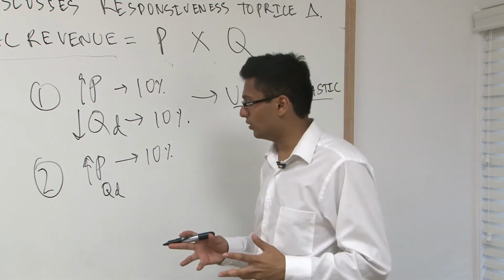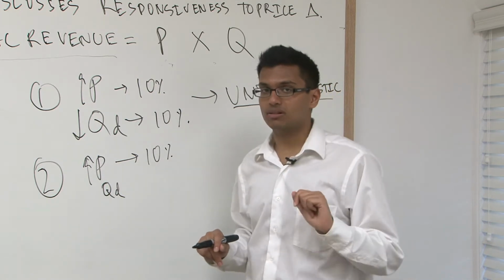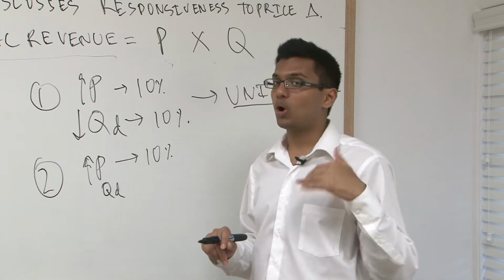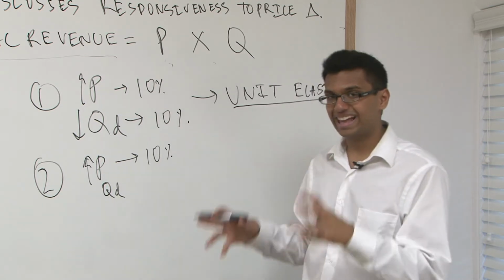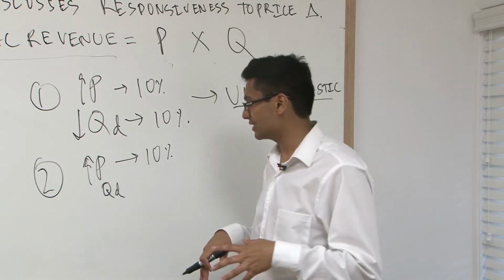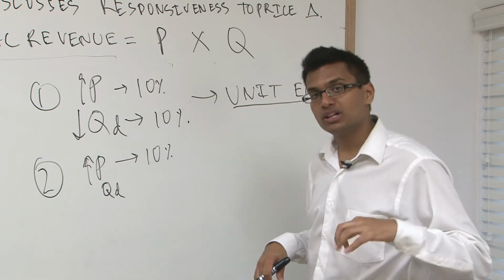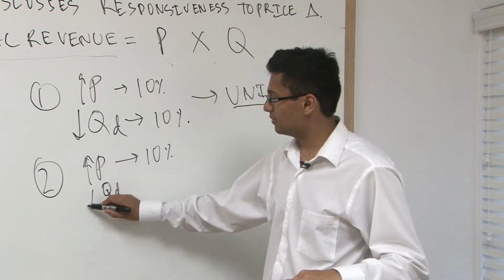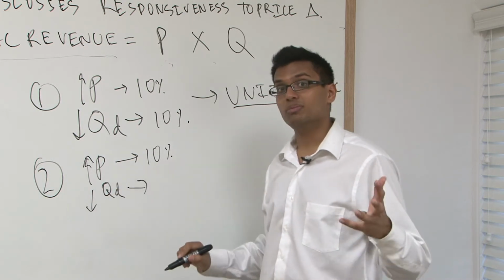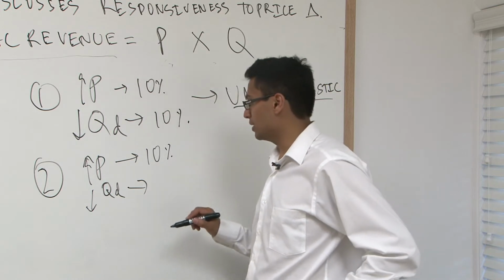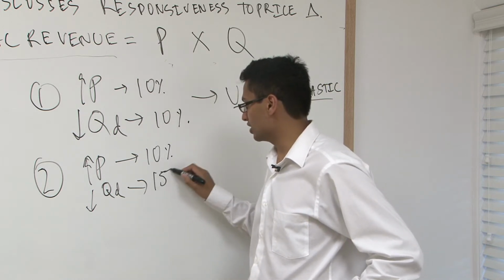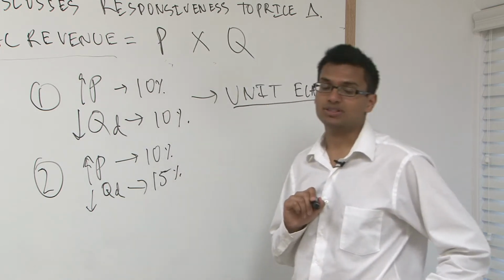So my quantity demanded always goes down whenever my price goes up, if other things are equal. Holding all else equal, ceteris paribus. That's a pretty important concept. But my quantity demanded goes down, and this is the major difference: how much does it go down by? Well, in my example, I'm going to say that it's going to go down by more. My quantity demanded actually goes down by 15%.